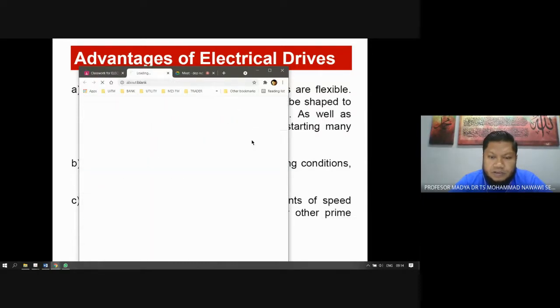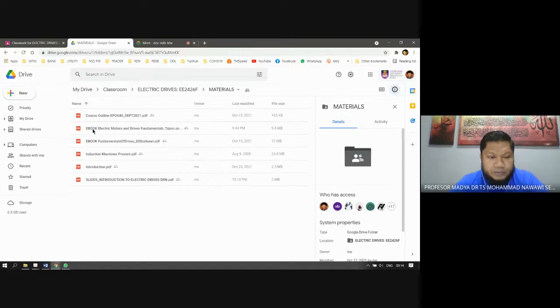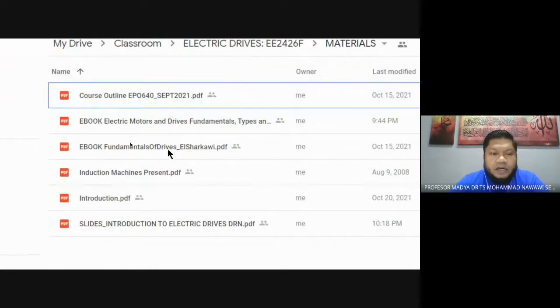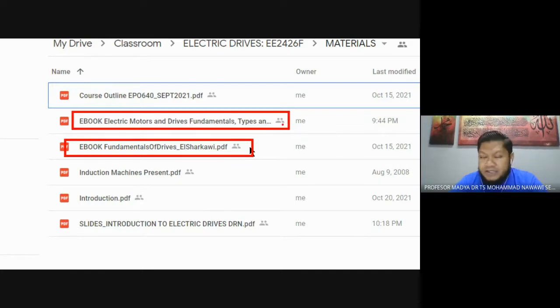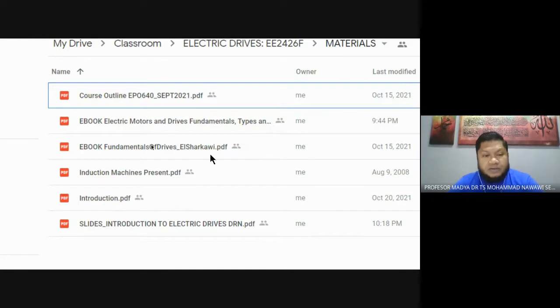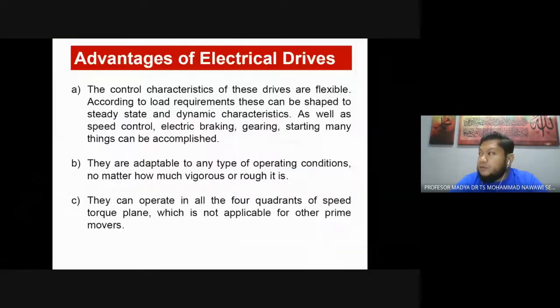Just drive motor. Okay, there are two ebooks here. Sharkawi is for the fundamentals, so to look into the converter, you look into this Sharkawi. But if you want to learn more on the advanced control techniques and so on, then you look at the ebook from Austin. This is good enough for you to read.